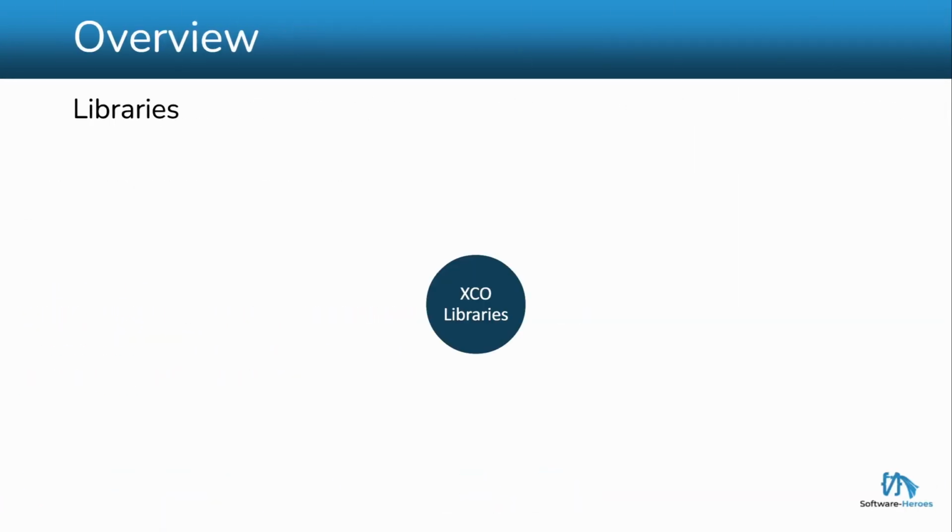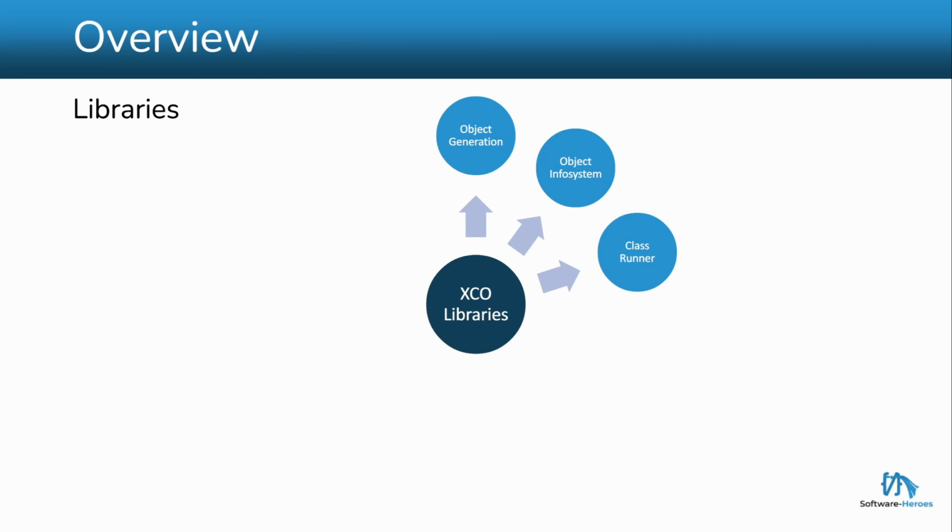But what about the libraries? What different libraries are there? Most developers who think of XCO will first think of object generation. However, there is also an information system with which you can obtain further information about classes and other objects, such as the content of methods or specific definitions. There is also a specific class runner. Unlike the classic version, this can, for example, catch exceptions and easily output various XCO objects.